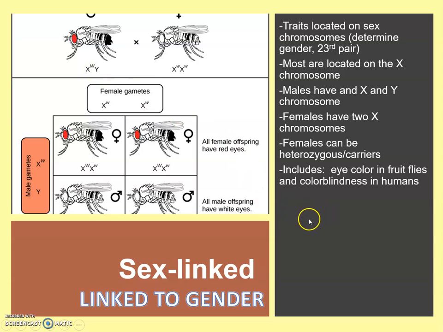Now, eye color in fruit flies is a pretty common sex-linked trait. So if you take genetics either as part of a biology class in college or you take genetics all by itself, you're probably going to do this experiment with the fruit fly eye color. Now, another example we'll look at is color blindness in humans.